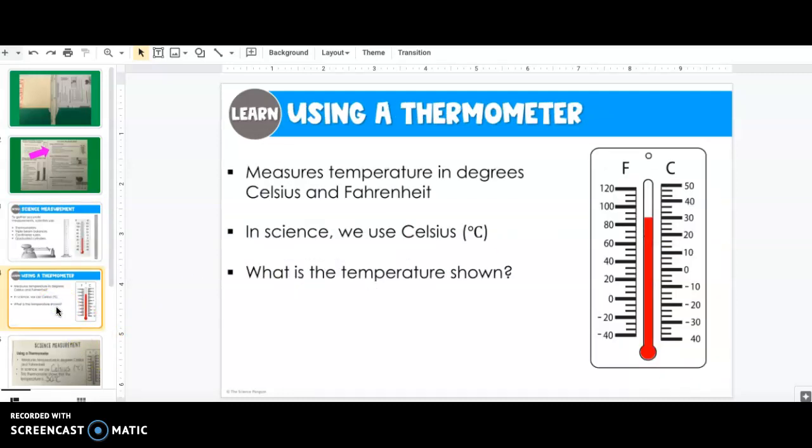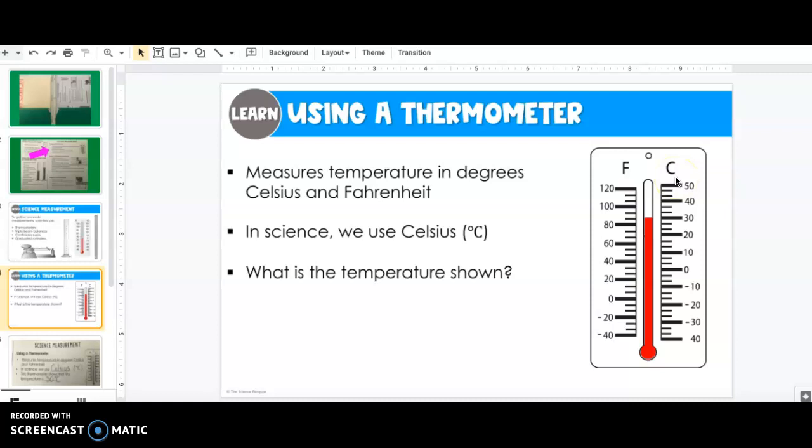Okay, so as you know, thermometers can measure temperature in degrees Celsius and Fahrenheit. The one that you're most used to is Fahrenheit. The one we'll be using whenever we're talking about it in science class is the other one called Celsius. And you can see on this thermometer there's two sides. There's the side for Fahrenheit, which has an F, and this side which has a C for Celsius.